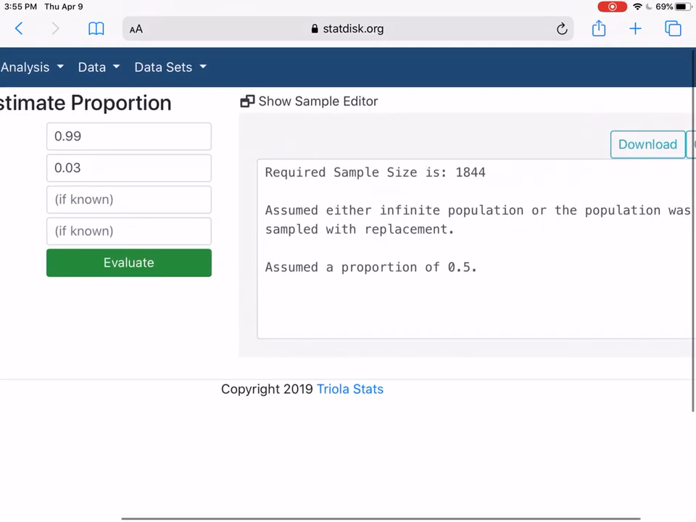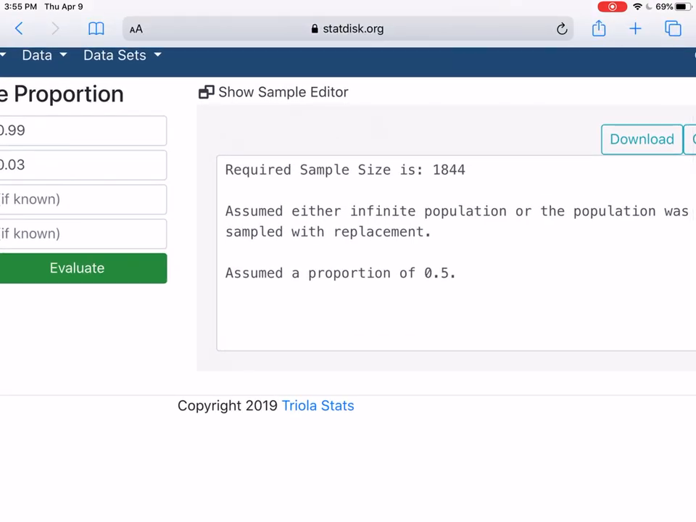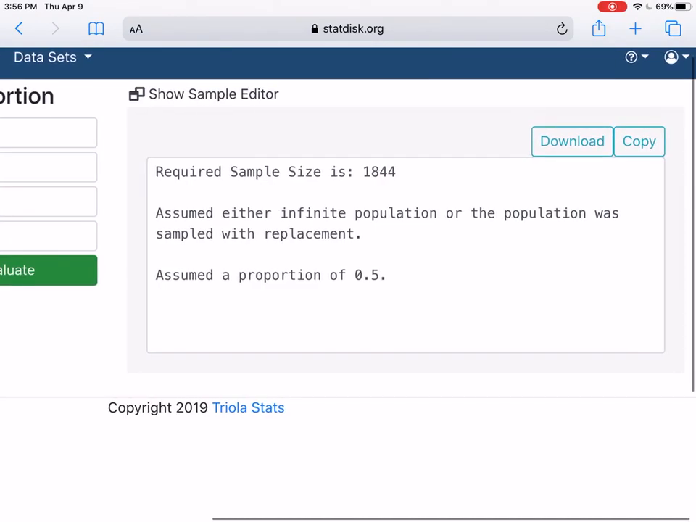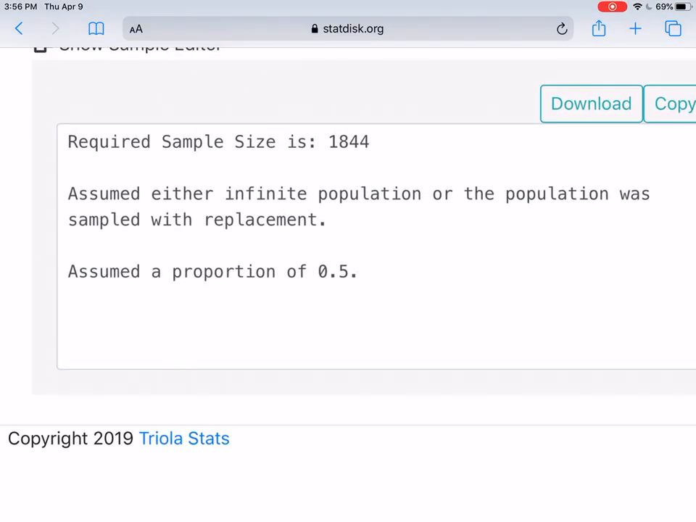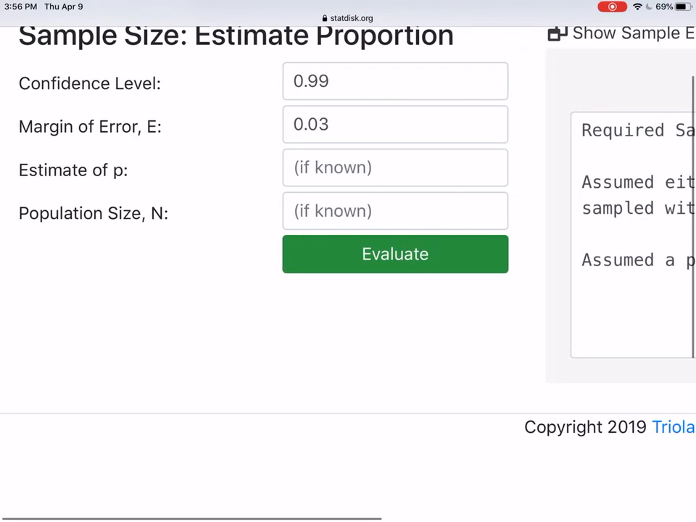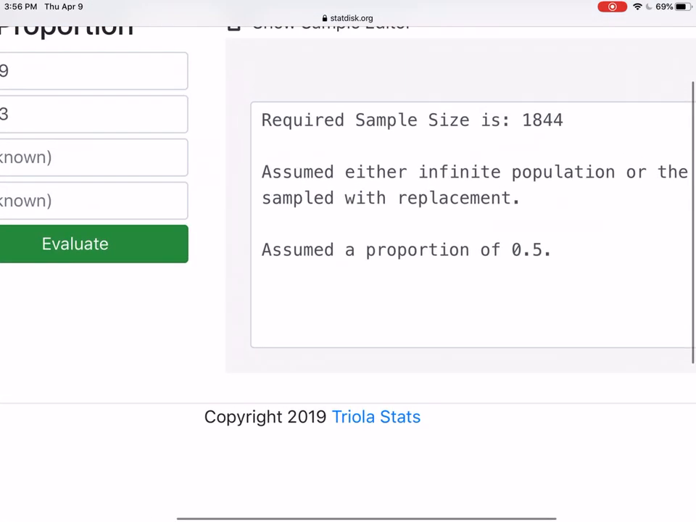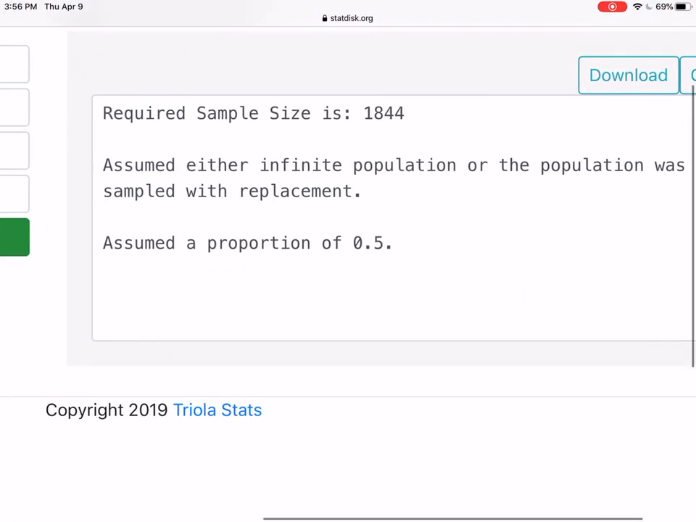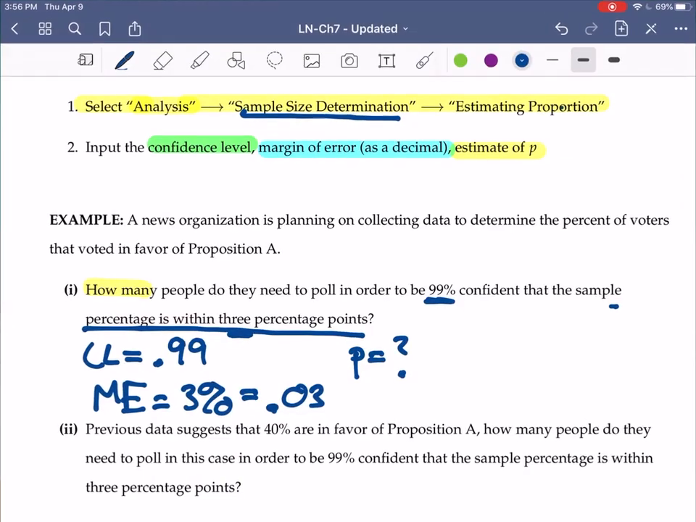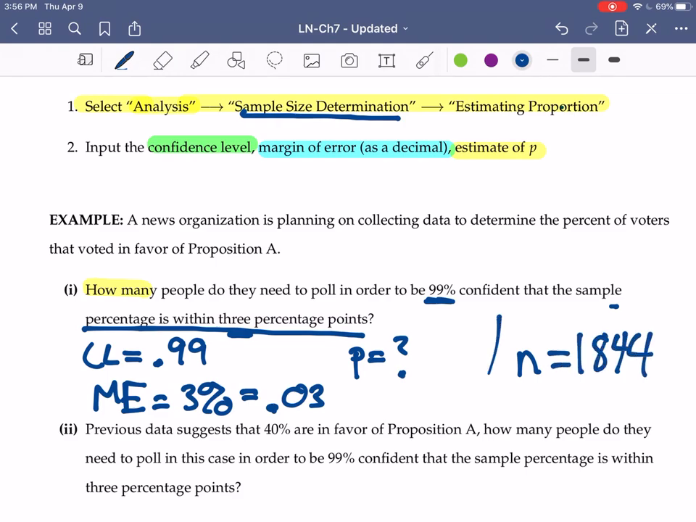It tells us our required sample size is 1,844. Notice down here at the bottom, in this box, it tells us that this did assume a proportion of 0.5. I said we could have plugged in 0.5 there, and that's what it does when we don't plug anything in. So 1,844 is our required sample size. Here we're not going to actually construct the confidence interval because we haven't even taken the sample yet. We're just trying to figure out how many people we are going to need to sample.